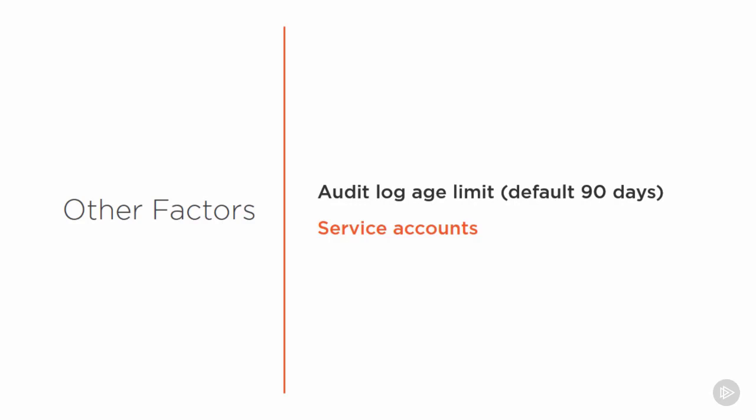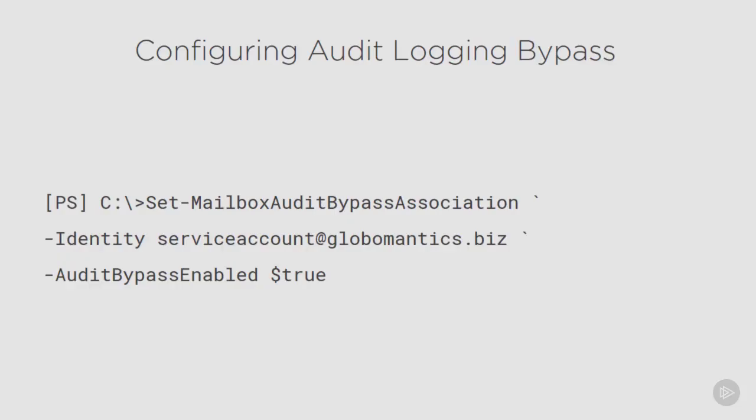Service accounts are also an important consideration. If you've got service accounts that have access to all of the mailboxes in the organization, perhaps a third-party mobile device management system or an email archiving system, then those connections are going to generate a high volume of mailbox audit logging. If you have such a service account, you can configure an audit logging bypass by running the Set-MailboxAuditBypassAssociation commandlet for that service account.